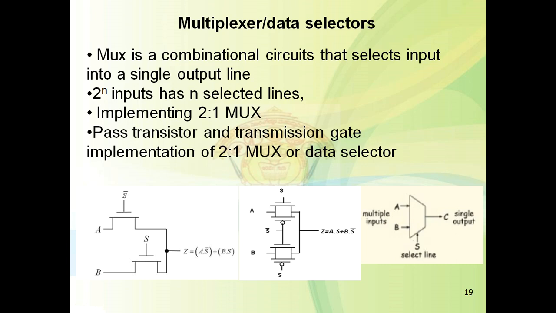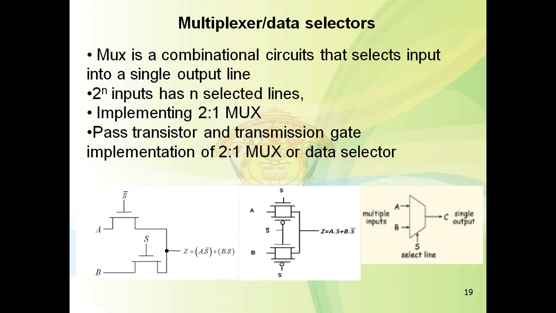A multiplexer is a combinational circuit that has select inputs which will select one output. In general, there are 2 raised to n input lines and it has n select lines. For example, for a 2 to 1 mux, with 2 inputs we will have one select line. For 4 inputs, a 4 to 1 mux, we will have 2 select lines. Likewise you know the rest. These multiplexers can be built using pass transistors as well as transmission gates.